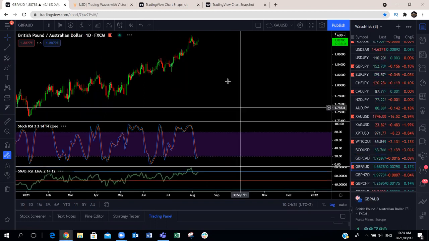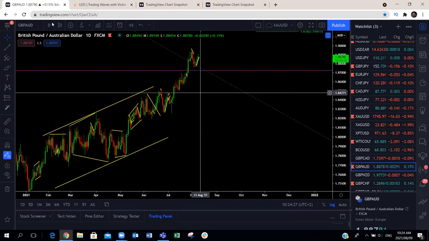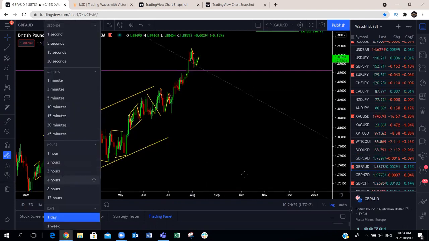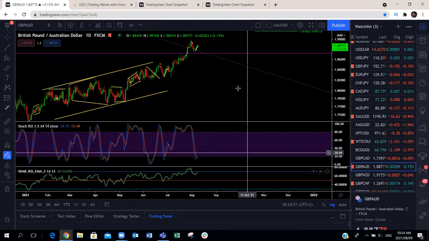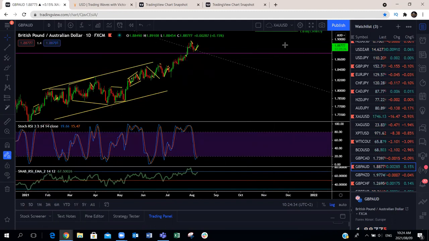Pound Aussie. Let's look at the 4 hour. Before that, let's look at the daily. So the daily on Pound Aussie is looking very strong. The RSI on the daily is well above 50.